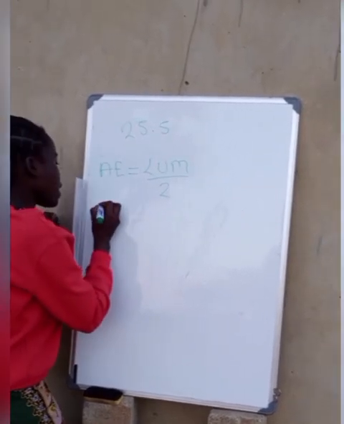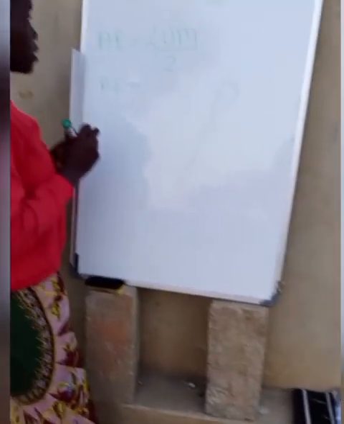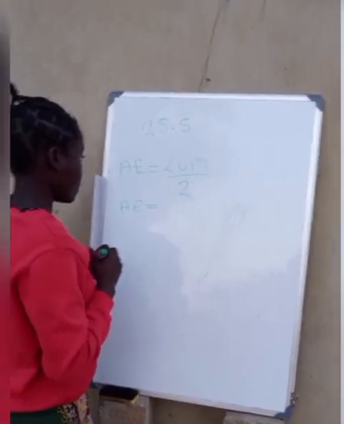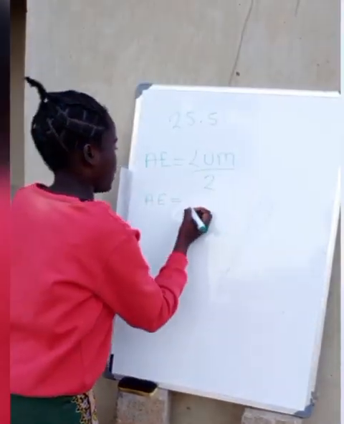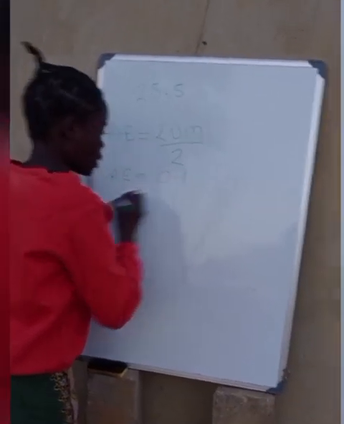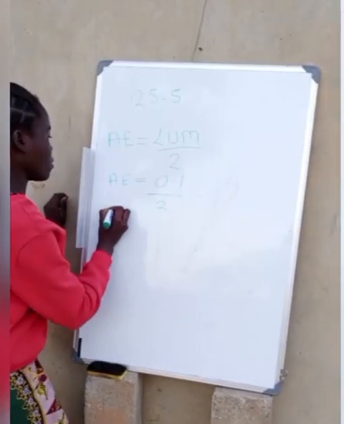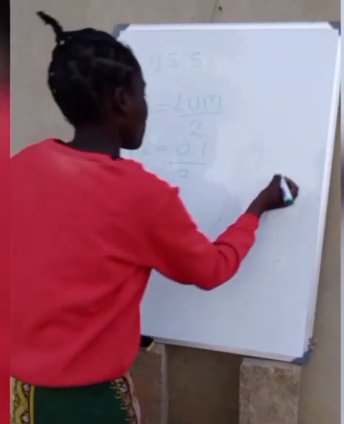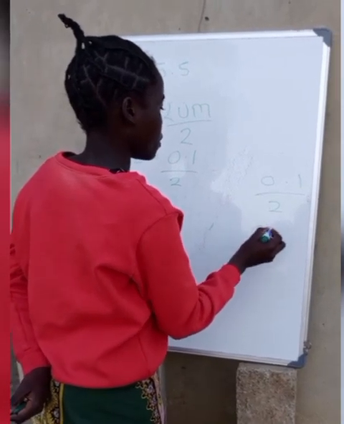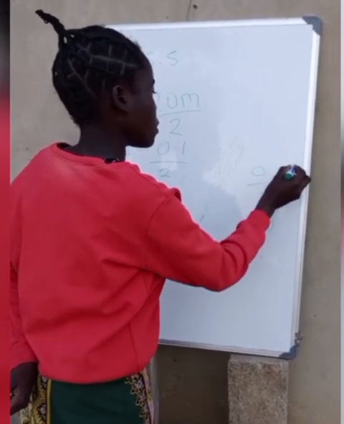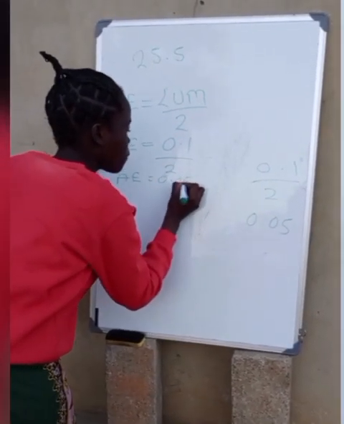So the absolute error is equal to the least unit of measurement over 2. Since it's a decimal number, the unit of measurement will be 0.1 because it has 1 decimal place, over 2. So 0.1 divided by 2: 2 into 0 is 0, 2 into 1 is 0, then 2 into 10 is 5. So the answer will be 0.05 centimeter.